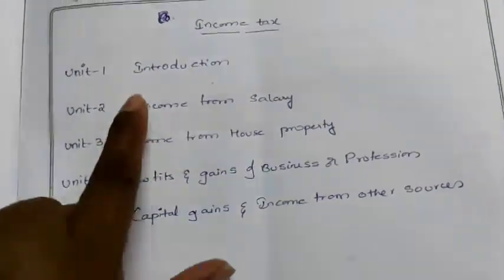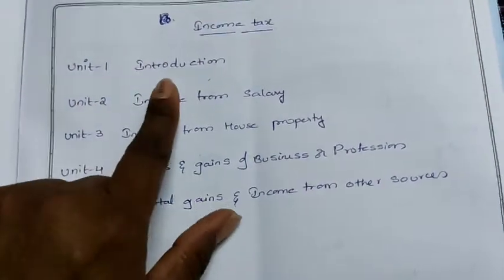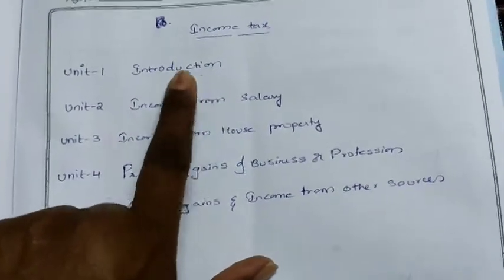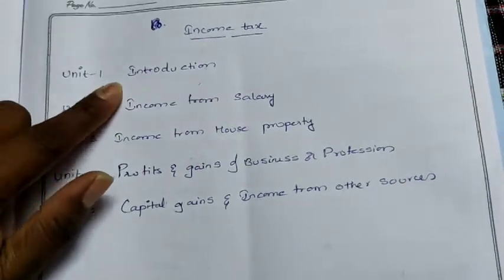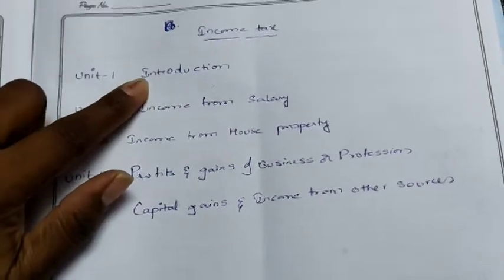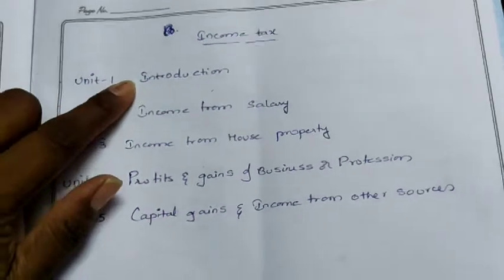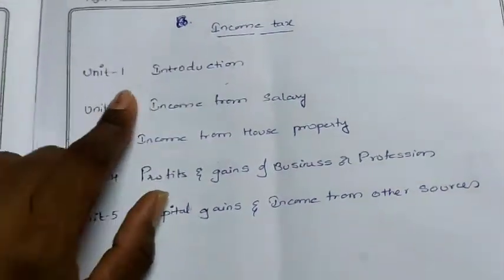So first one is introduction. So under this we have so many topics. I have already sent a syllabus to you. In this introduction topic we are going to learn what is a tax, who has to pay the tax, and agricultural income, regarding residential status. So many topics we have under unit 1, and it is a lengthy topic.